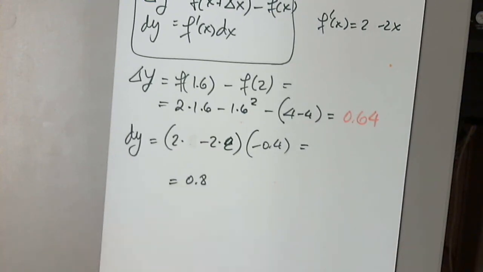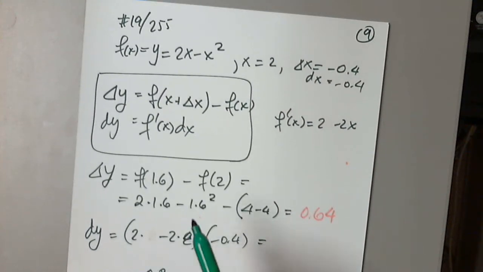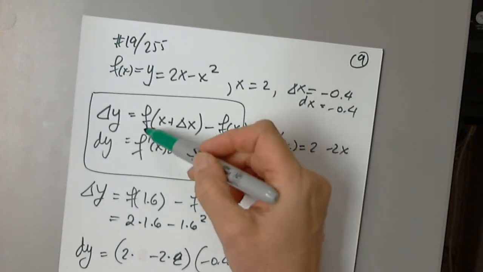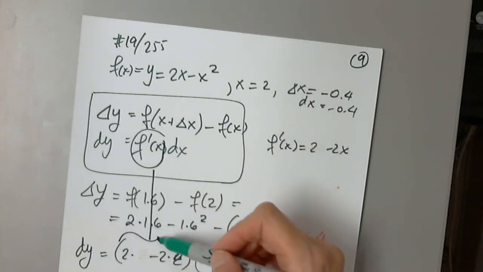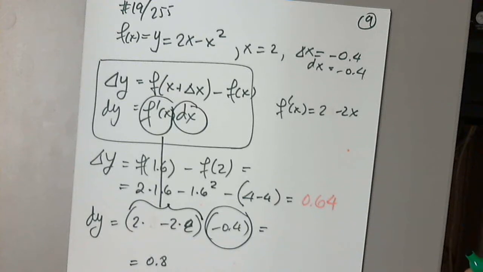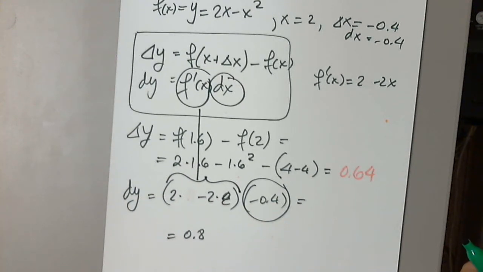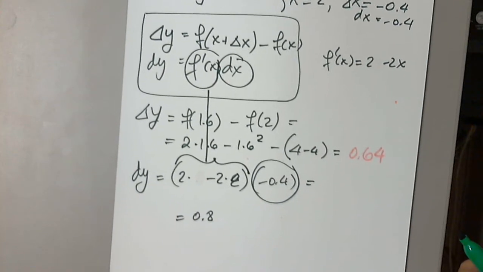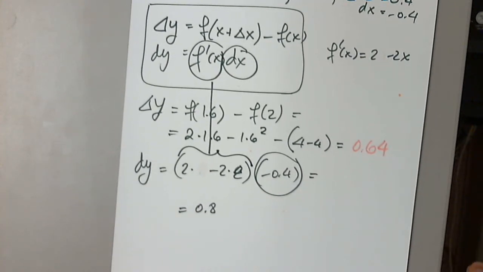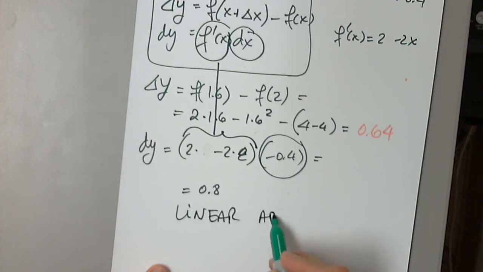So for dy, is it 2 minus 4 times negative 0.4? Yes, because this is this, and this is this. Oh, I didn't put the negative in there. Okay, gotcha. Better? Everyone? Any questions? Okay, linear approximations.